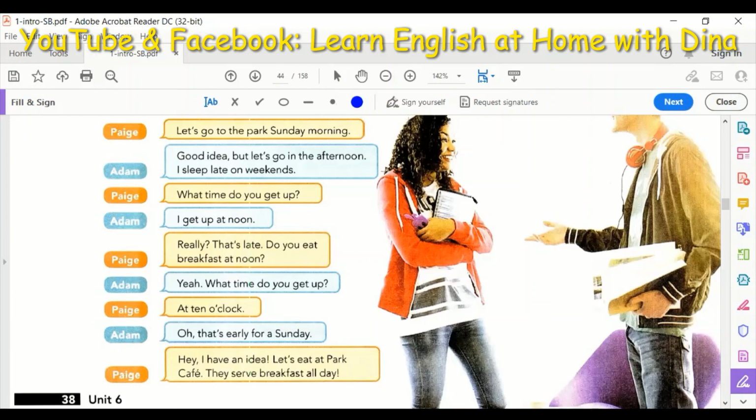Let's go to the park Sunday morning. Good idea. But let's go in the afternoon. I sleep late on weekends. What time do you get up? I get up at noon. Really? That's late. Do you eat breakfast at noon? Yeah. What time do you get up?